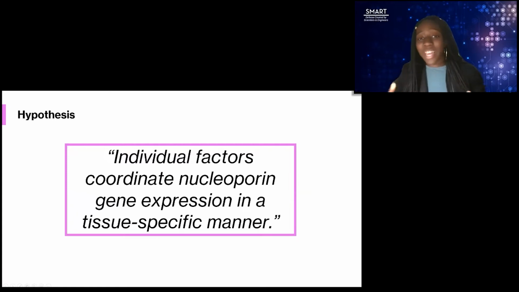I'd also like to point out that this is a gene expression project. That is not to say that no other things could possibly be controlling the composition of the nuclear pore complex, such as protein-protein interactions, but this project is limited to mainly just gene expression.